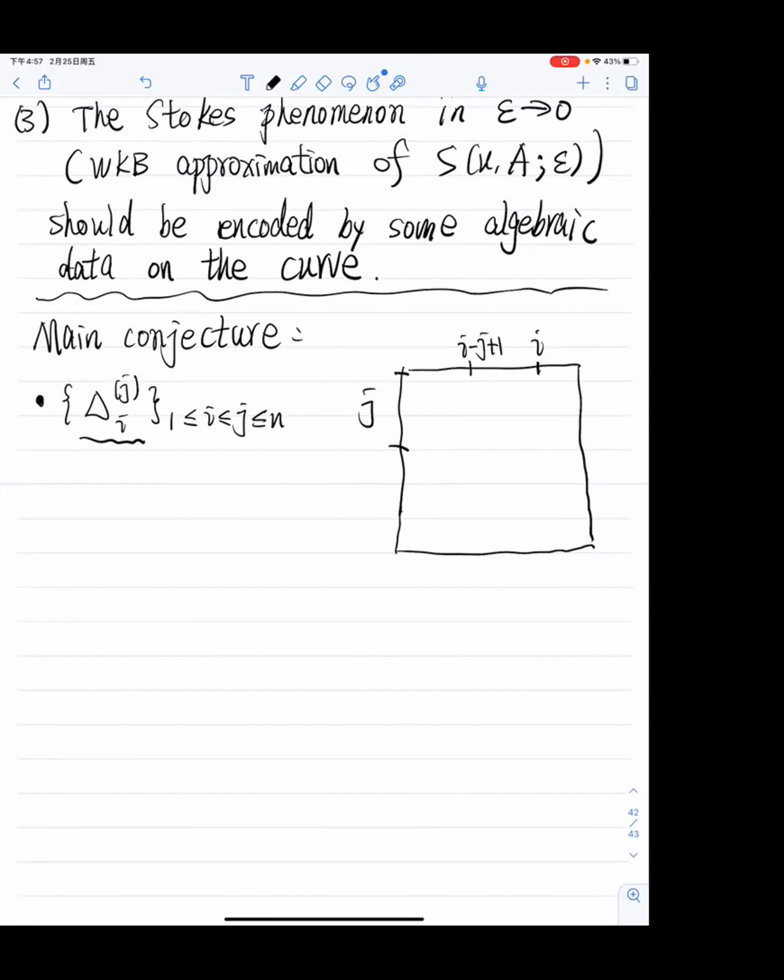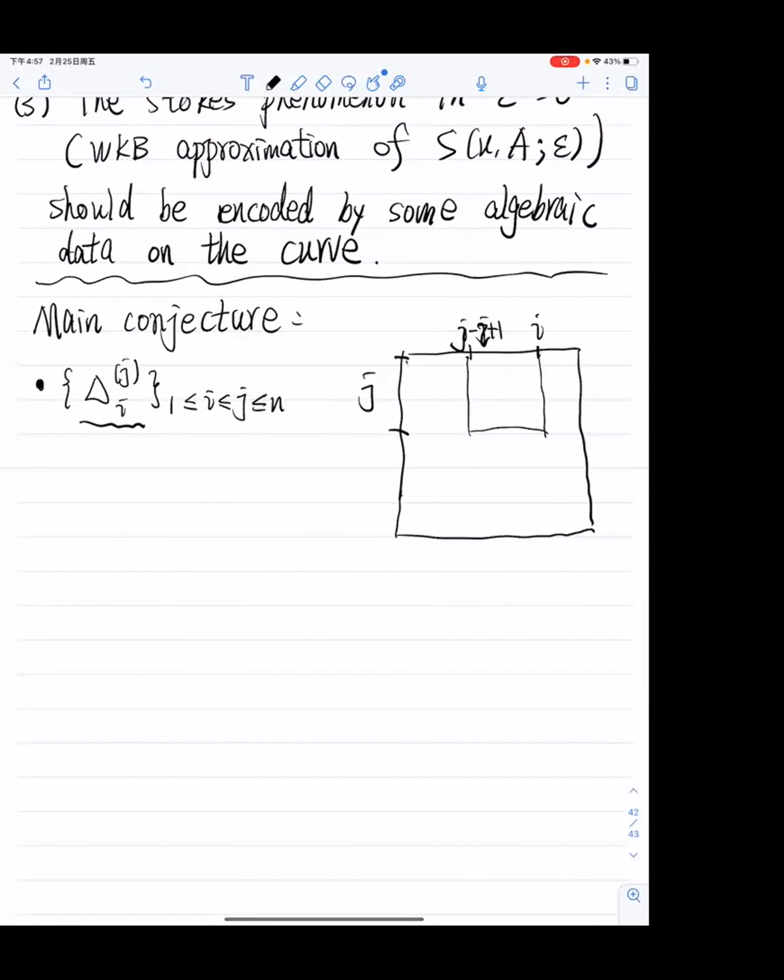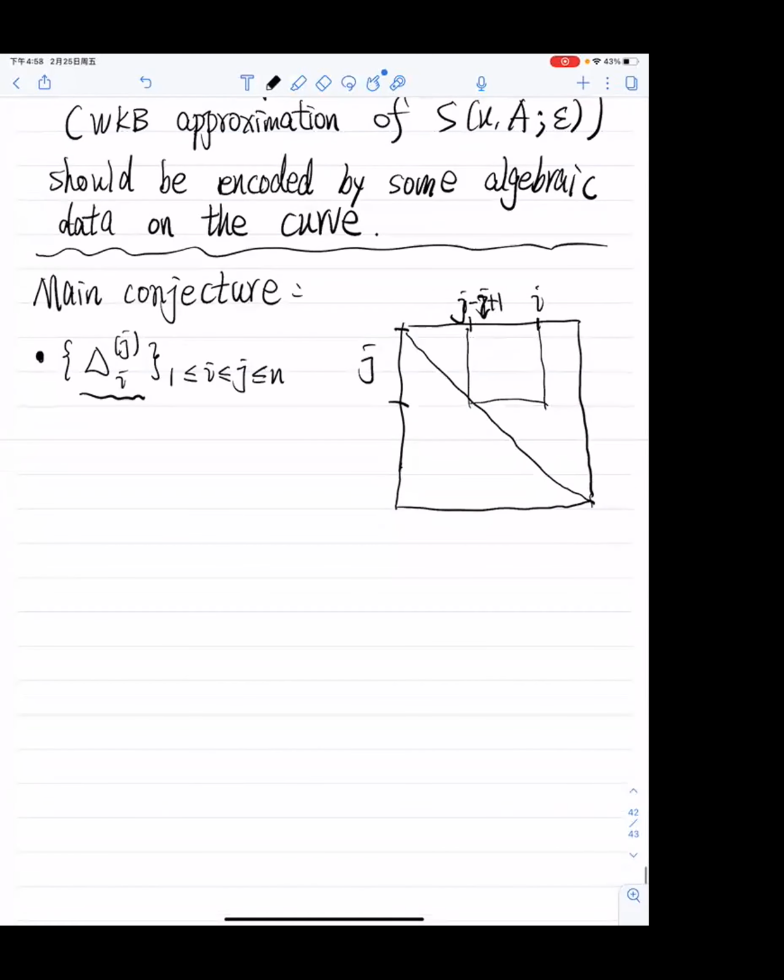Or I must say something wrong. So this should probably be J minus I. Right? Yeah. And I take the minor of this. So in the end, I take more or less n squared over 2 minors, which can be seen as coordinates on some open chart of the upper triangular matrices. In the meanwhile, I introduce a spectral curve.